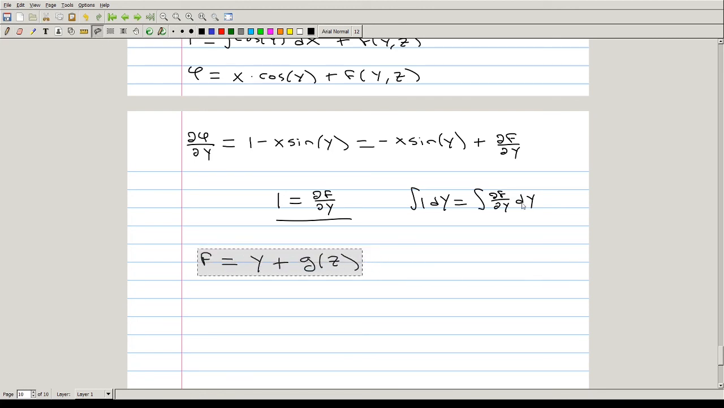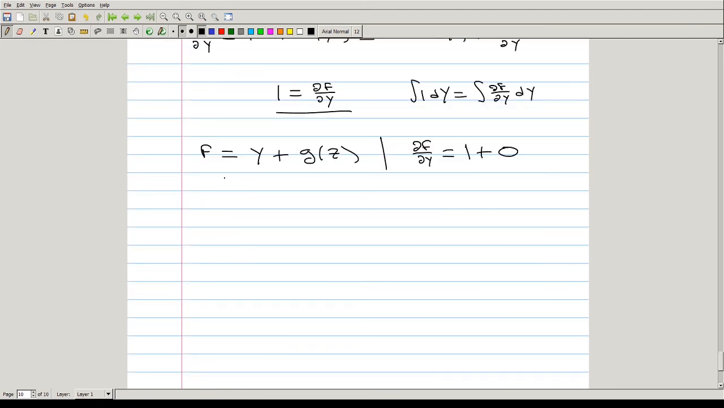And the antiderivative of this with respect to y is just going to be f. This function g of z is determined by the third condition. You can check this. If you take the partial derivative of this expression with respect to y, on the left-hand side you get df dy, on the right-hand side you get 1 plus the y partial derivative of g of z, which is 0. So it's recovering this right here.